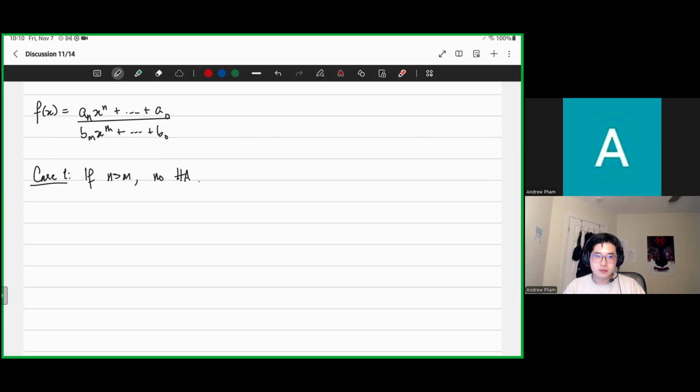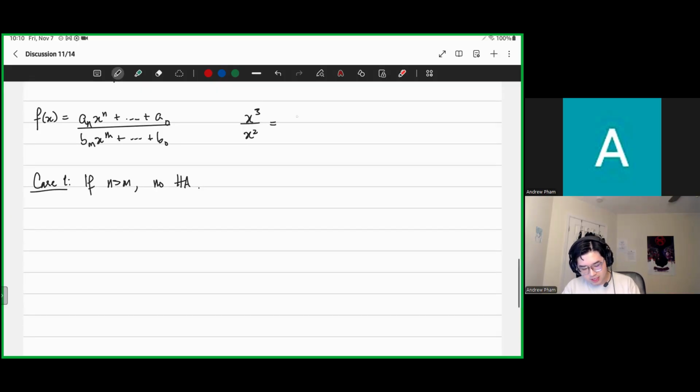Okay? Right. So let's say if I have x cubed over x squared, well, by the first week of the semester, we know that this simplifies to just x. And clearly, this x just goes to infinity as you take x to be larger and larger. Right. So there's not really a limiting value because you're diverging off to positive infinity. Same thing, if I put a negative in front, it goes to negative infinity. So if n is larger than m, you have no HA.